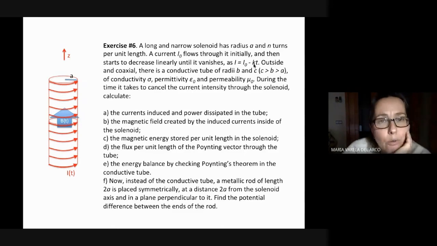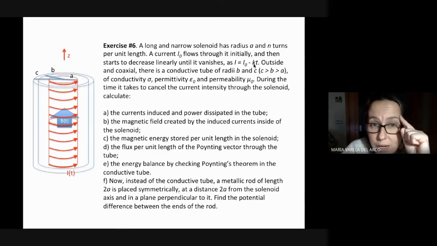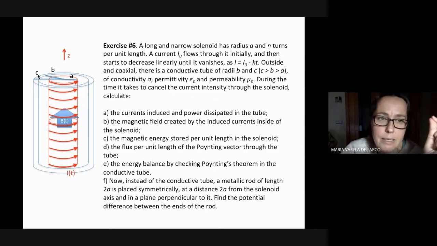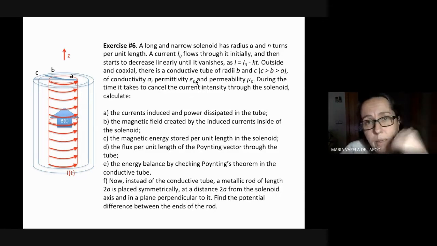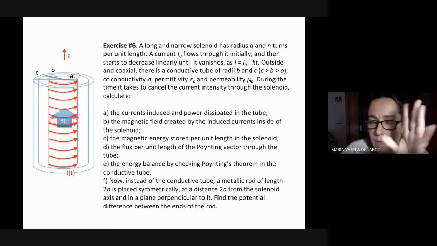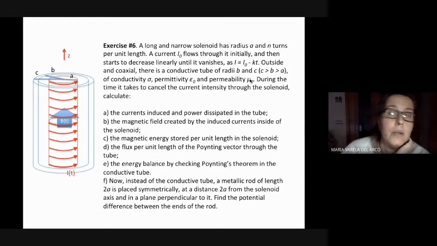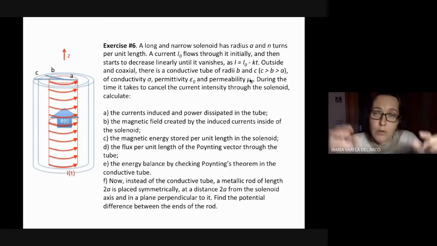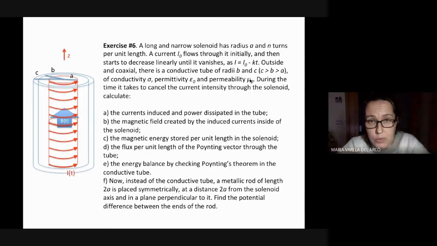That is the thing. Now, outside the solenoid and coaxial with it, we have put a conductive metallic tube, that's a cylinder, of radii b and c, such that obviously b is the inner radius of the cylinder and c is the outer radius of the cylinder. This material is conducting, has conductivity sigma, a permittivity equal to epsilon naught, just like all metals, and a permeability equal to mu naught. So there are no magnetic material effects to account for here. Okay? So during the time it takes to cancel the current intensity, so this whole transient process where the intensity goes from I naught all the way down to 0 in a linear fashion with time, calculate.